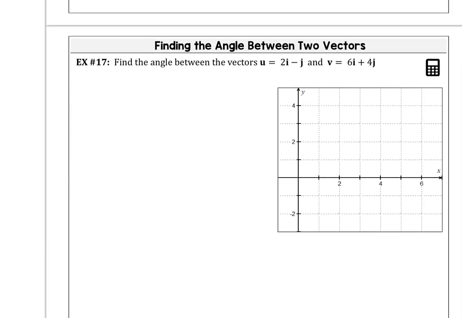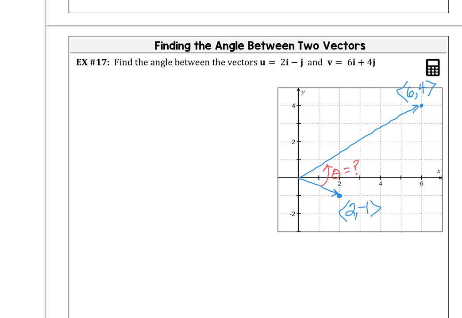So let's suppose we have, in example 17, vector u equals 2i minus j. So that vector is terminated at 2 on the x-axis and negative 1 on the y-axis, because i represents the horizontal and j represents the vertical. Then vector v is located at 6, 4. So component form 6, 4 is out here. And what are we looking for? We're looking for the angle between those two vectors. What is that angle measurement?